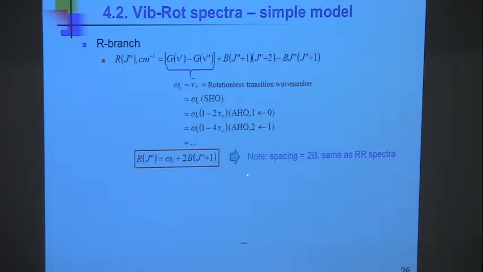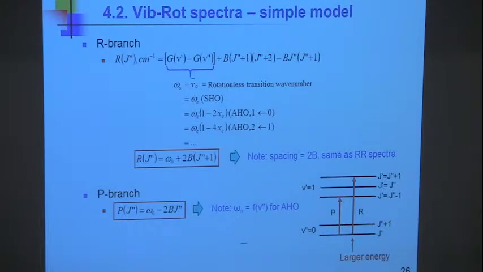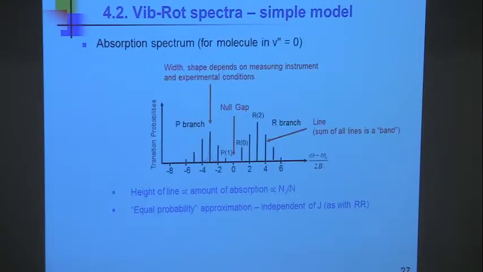But what about the spacing of these lines? The spacing of the lines is still going to be 2B. So even though we're now in the infrared, the spacing of the lines is still going to be 2B because we still have the delta J of 1 rule. Now we can talk about the spacing between the peaks of the P and the R, another way of thinking about temperature.